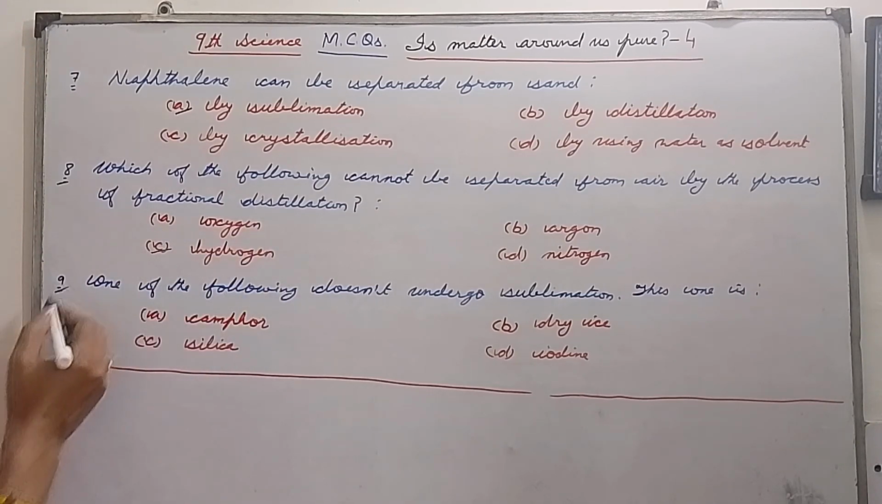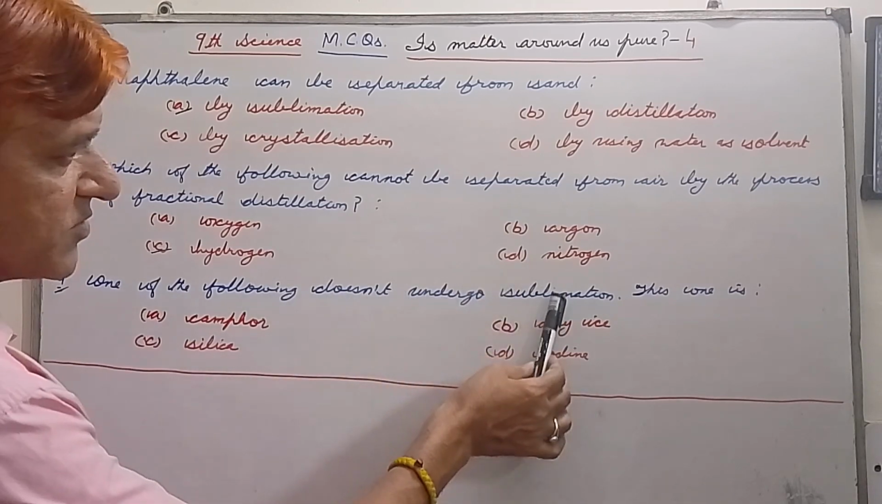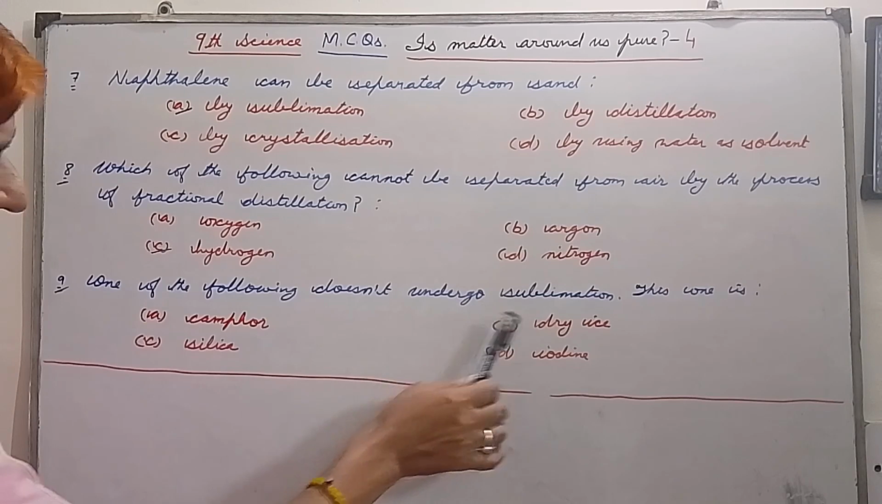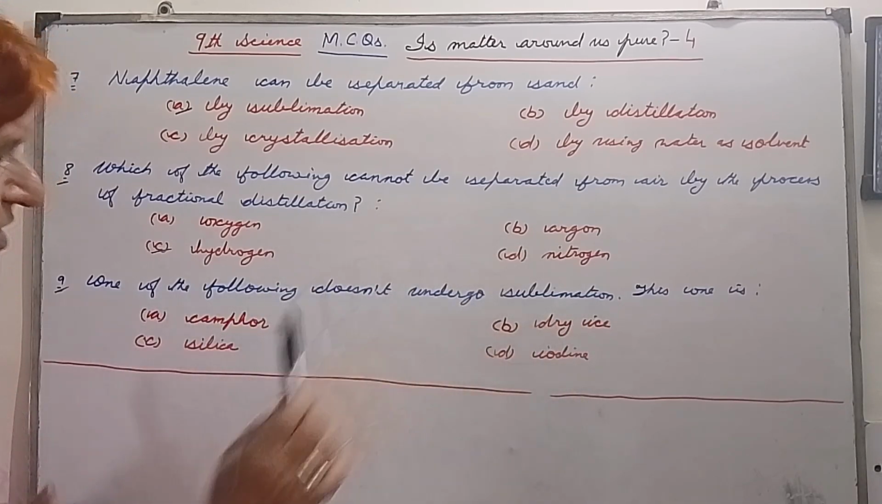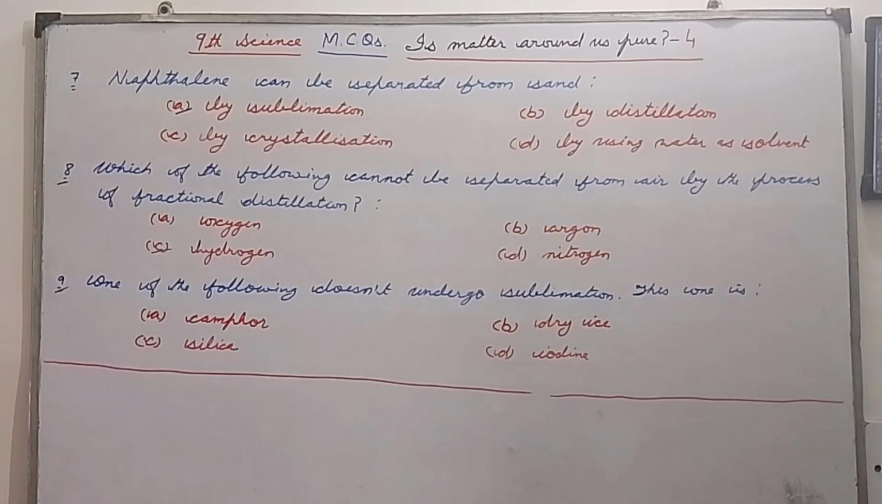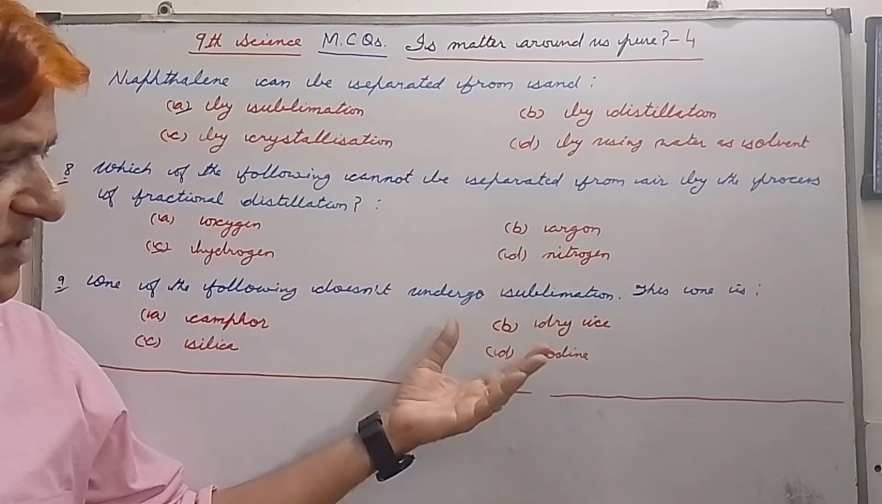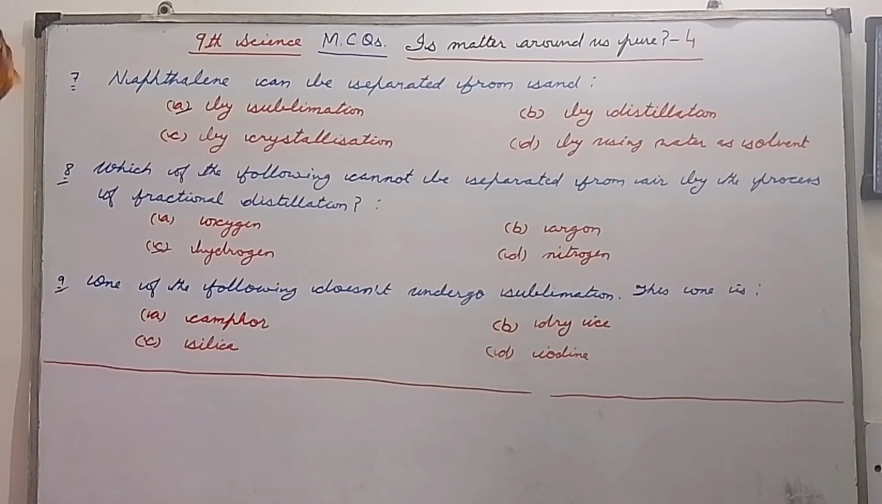Question number 9, last question but not the least. One of the following doesn't undergo sublimation. First option is camphor, B is dry ice, C is silica, and D is iodine. So my dear students, always remember that camphor, dry ice, and iodine sublimate, whereas silica doesn't sublimate. So C is the correct option.